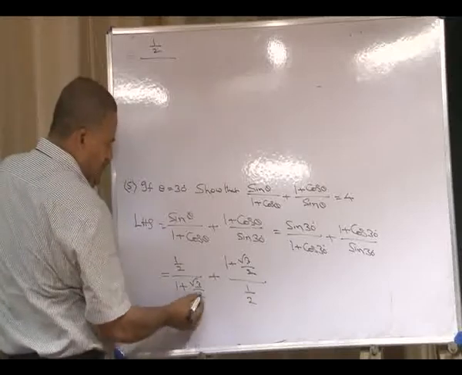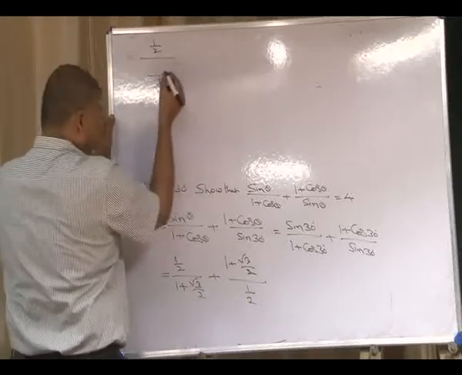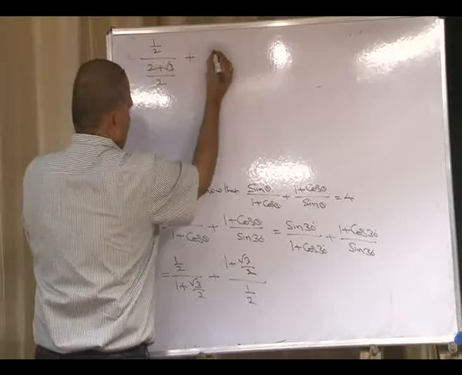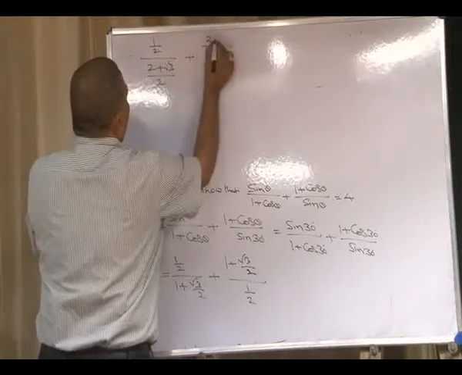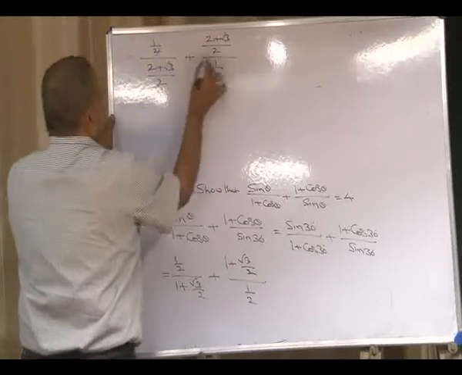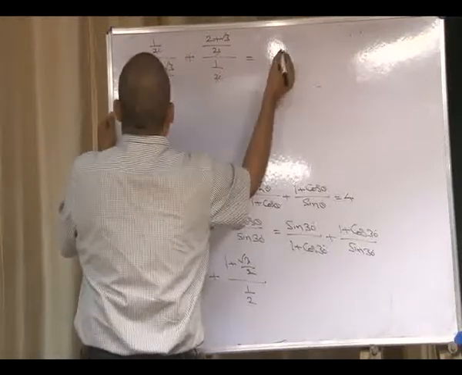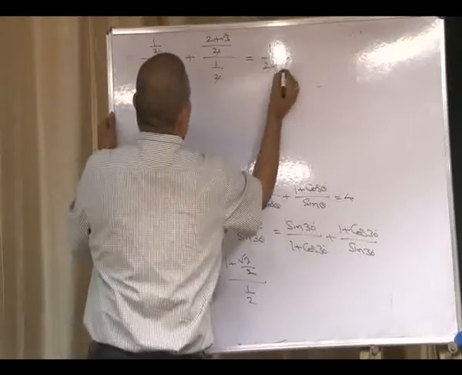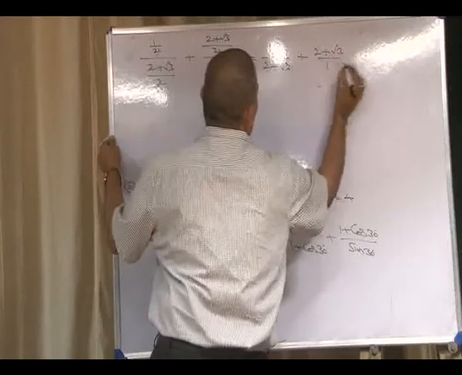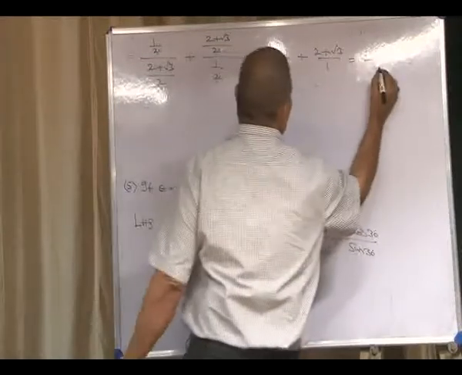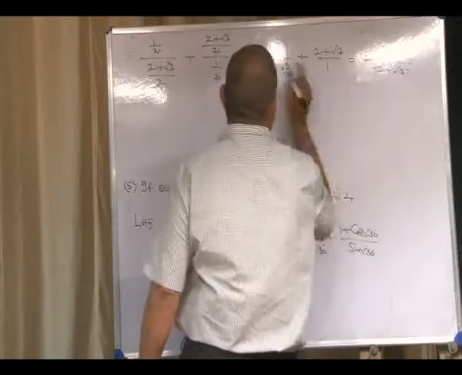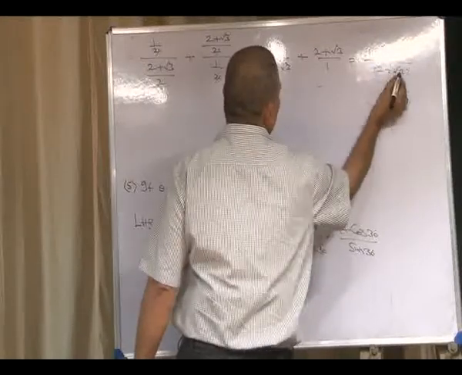In the denominator 1 and 2 LCM is 2. Then that is 2 plus root 3 by 2, plus 1 plus 2 is LCM, 2 plus root 3 by 1 by 2. This 2 cancels. That is equal to 1 by 2 plus root 3 plus 2 plus root 3 by 1. The LCM of 2 plus root 3 and 1 is 2 plus root 3. That is LCM divided by denominator is 1, 1 into 1 is 1 plus 2 plus root 3.